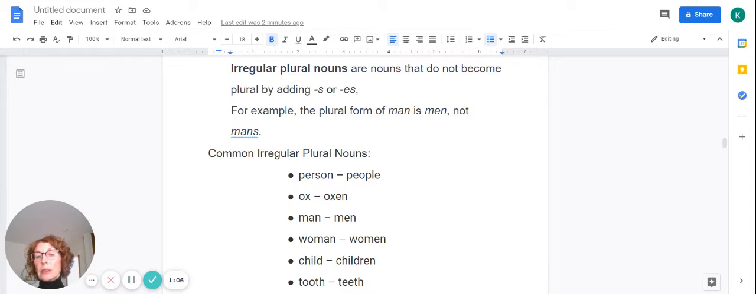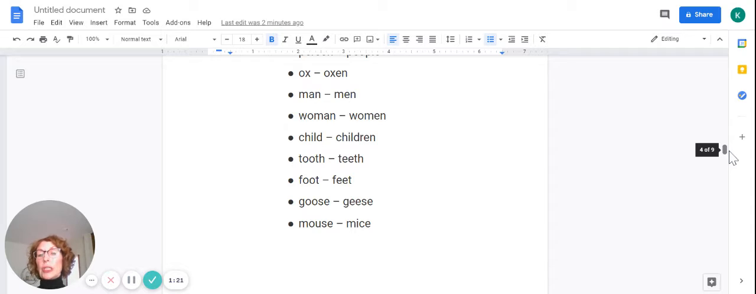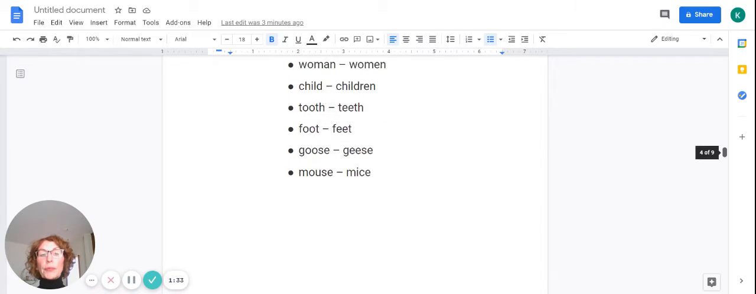So person, plural would be people, ox, plural is oxen, man, men, women, child, children, tooth, teeth, foot, feet, goose, geese, and mouse would be plural. The plural of mouse is mice. I'm sure you're familiar with some of those irregular plural forms.